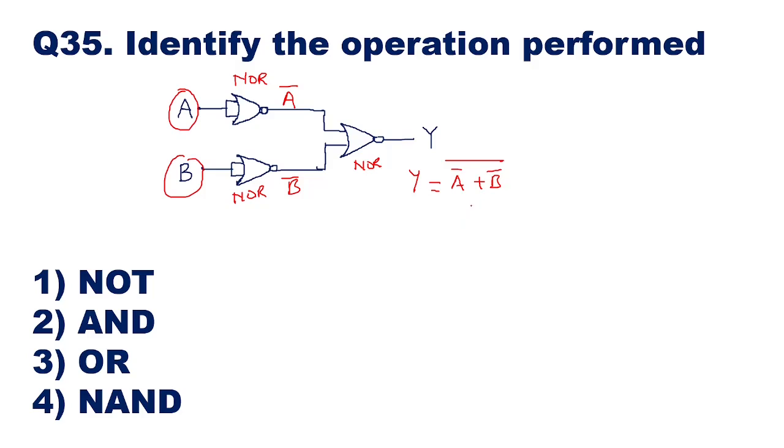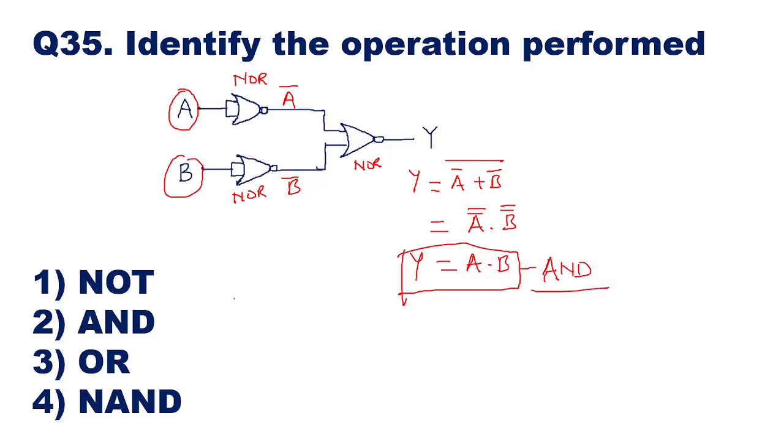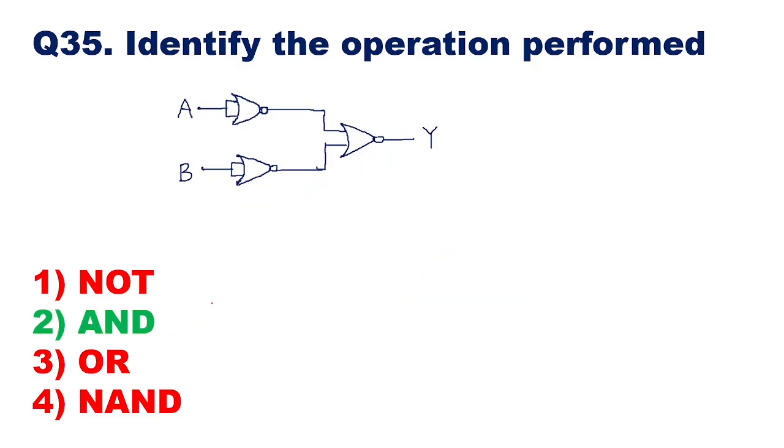Now this output we can simplify again as we have seen in the first question according to De Morgan's theorem. So here we can write this as A bar bar into B bar bar. So this is nothing but A into B. So Y is equal to A into B. Now A into B is the expression followed by AND gate. This is the expression for AND gate, and therefore out of these four options, that is NOT, AND, OR and NAND, AND will be the correct answer. So the operation performed by the above circuit is the AND operation, and that is the second option. So here you can see the second option is the correct answer.